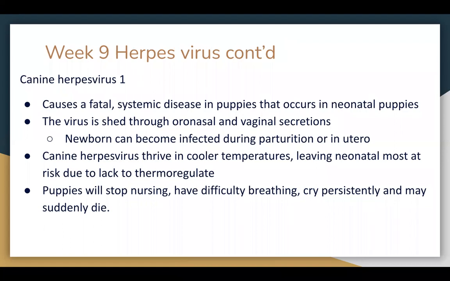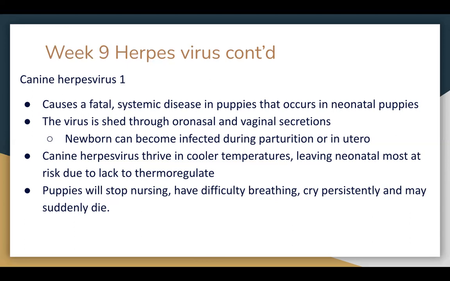So the major disease that comes from herpes is canine herpes virus number 1. It causes a fatal and systemic disease in puppies, and it often occurs in newborns. The virus is shed through the oral, nasal, or vaginal secretions of the mom. Newborns can become infected during whelping or in utero.